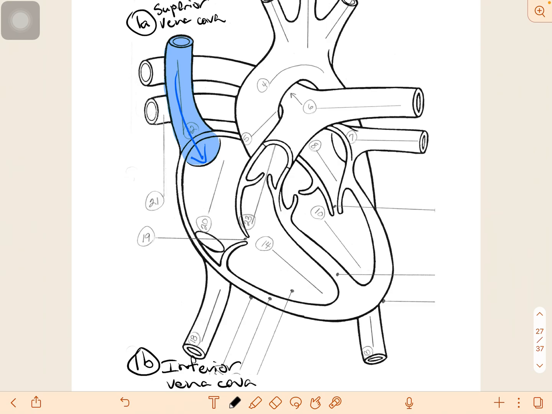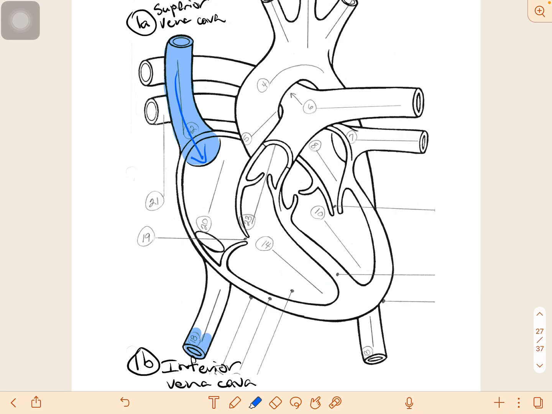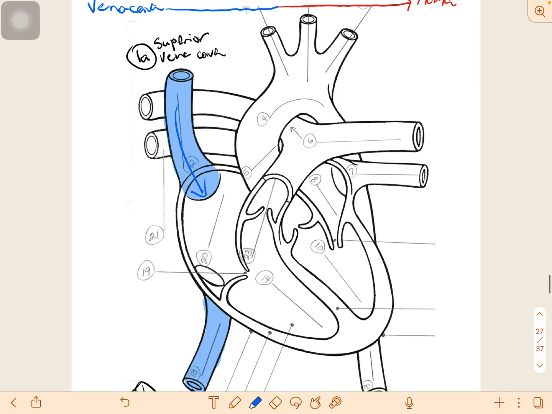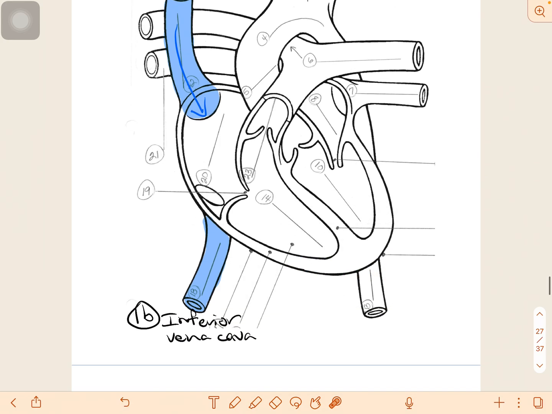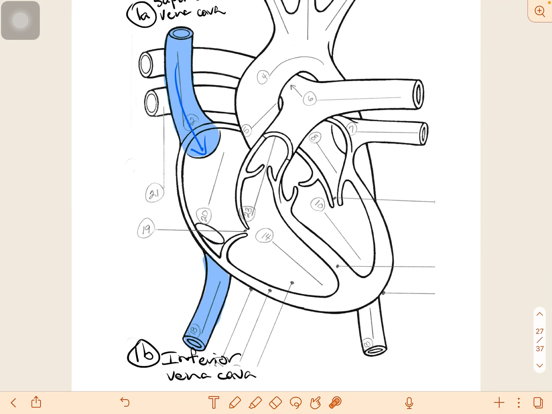So remember that the vena cava is broken up into two portions, right? You've got the inferior vena cava, and inferior means below, and superior means above. Superior and inferior, all right? And that's what that means.